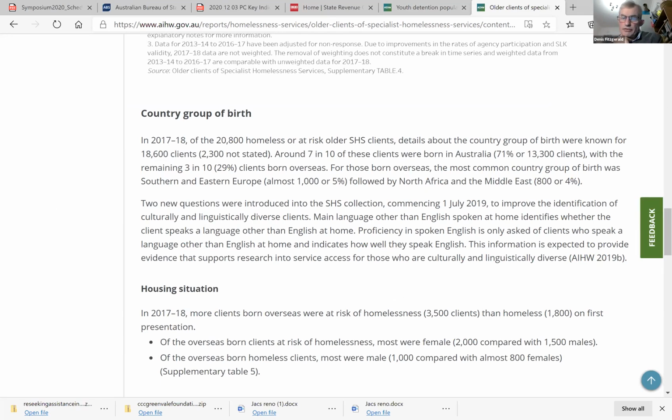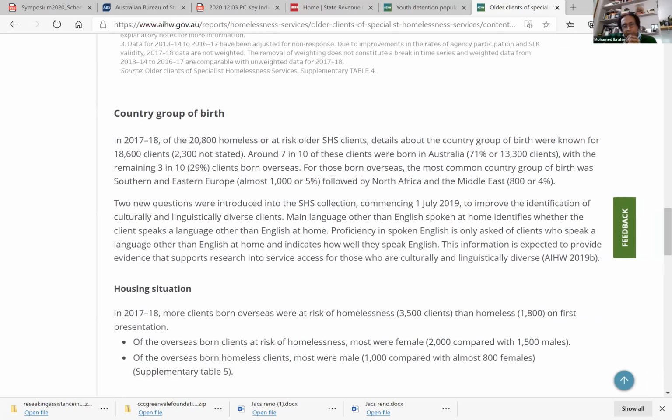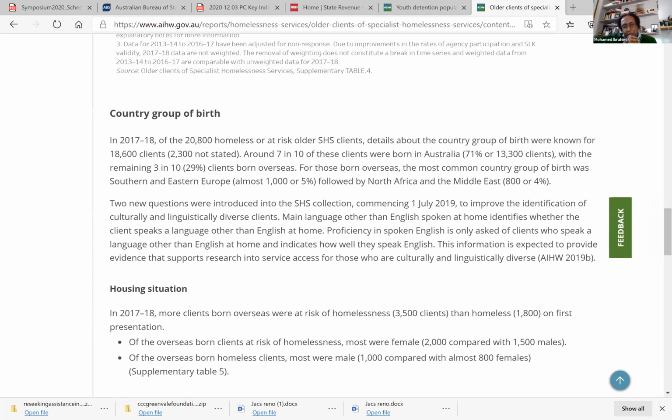I can't see my full screen here. Actually, I'm moving. Yeah. You're doing fine. Yeah, keep going. I can't read all the data anyhow.